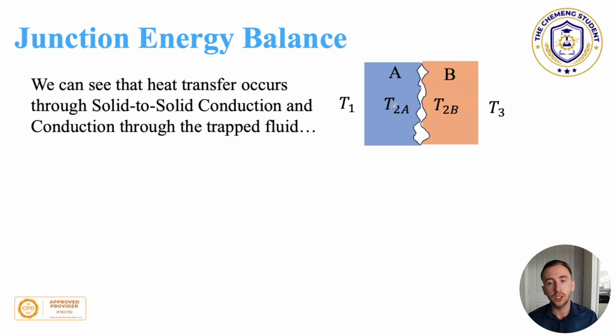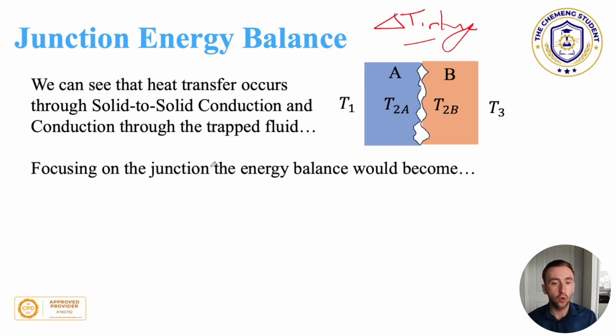Now this T2A and T2B represent the temperature difference at the interface. So that would be delta T interface that we've seen in the previous slide. Now the A and the B simply denote that this is the temperature on material A and this is the temperature on material B. So the difference between these two is the change in temperature at the interface.